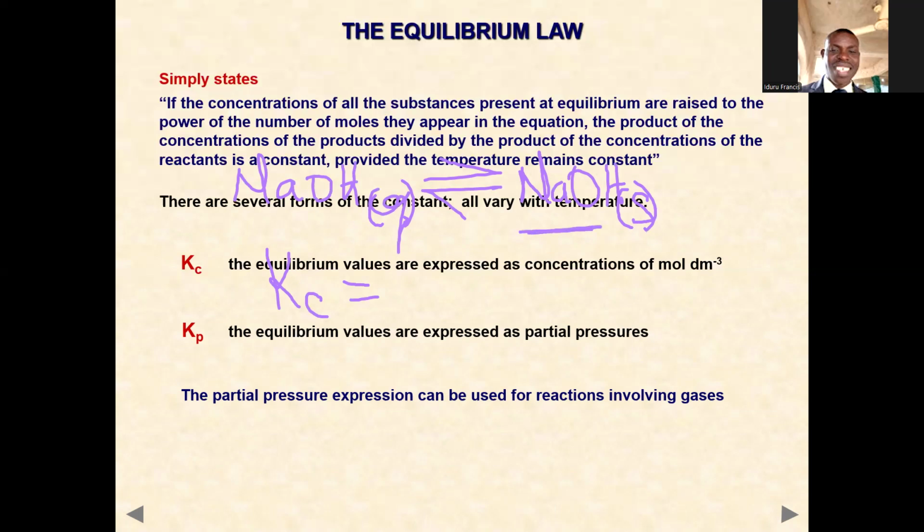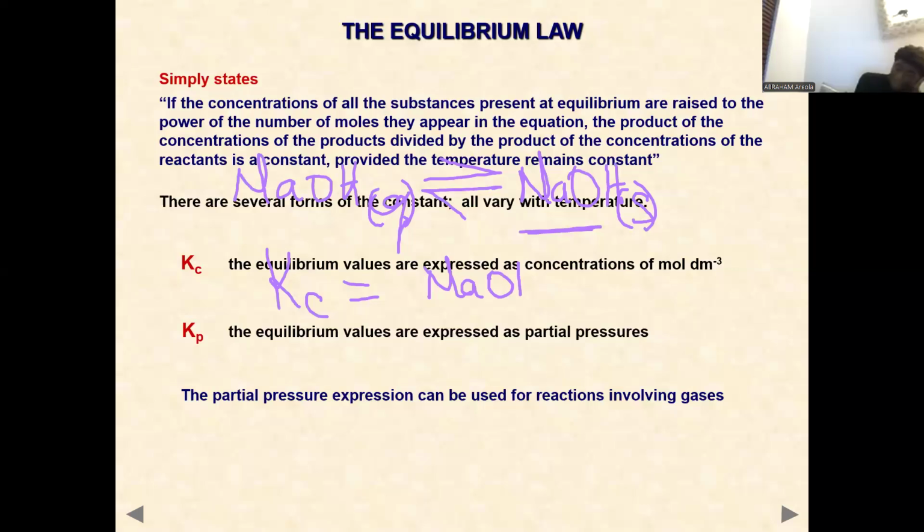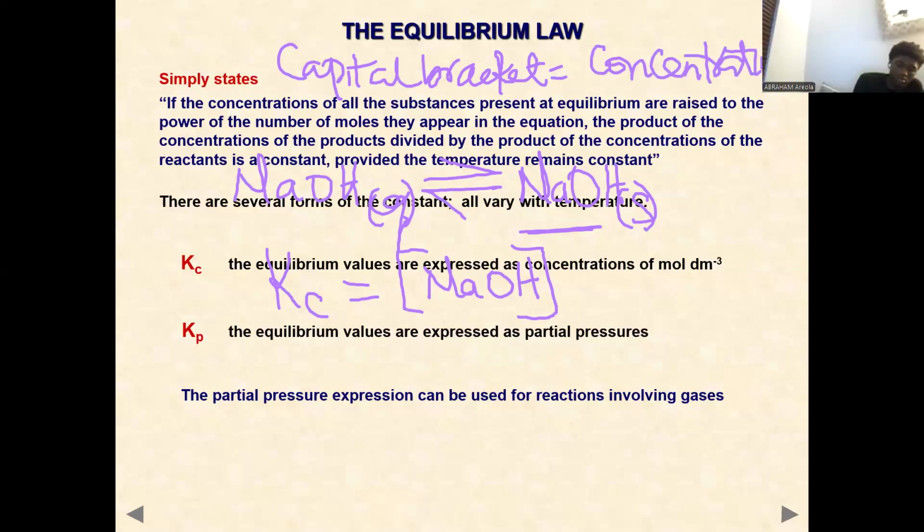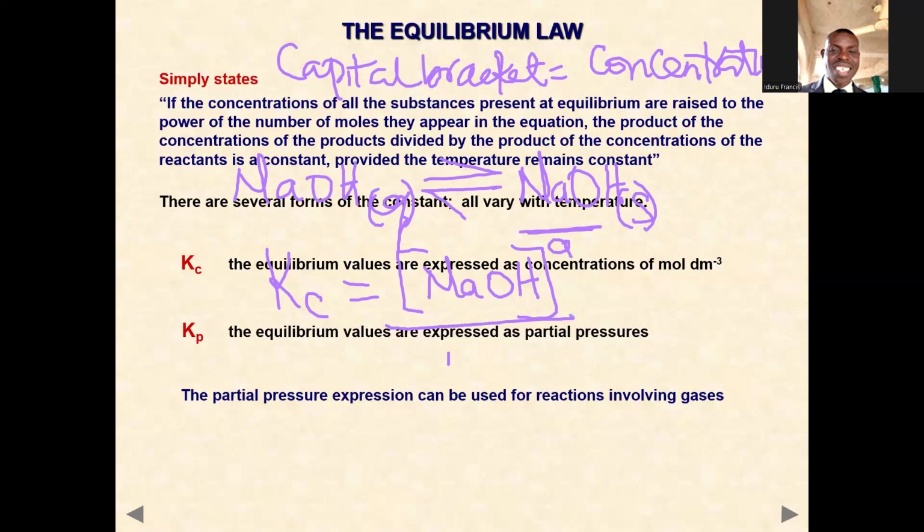the product, which is sodium hydroxide like this. The square bracket means equilibrium concentration, so in equilibrium, we call it equilibrium concentration. So the Kc for the aqueous reaction will be the concentration of sodium hydroxide to the power of the number of moles, a, over the concentration of the reactant, sodium hydroxide aqueous, to the power of b.